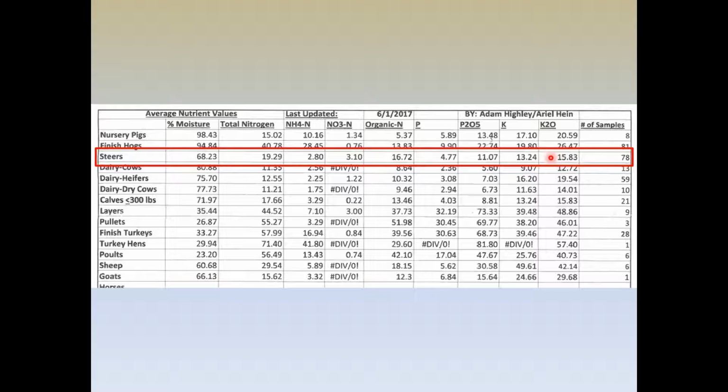You have to add about, Steve would know better, but about 12 pounds of P2O5 to a field to raise your soil test 2 parts per million. And K2O is the same way. You have to add about 15 or 20 pounds per acre to raise your soil test 2 parts per million. But it is something that you just need to be aware of trends.